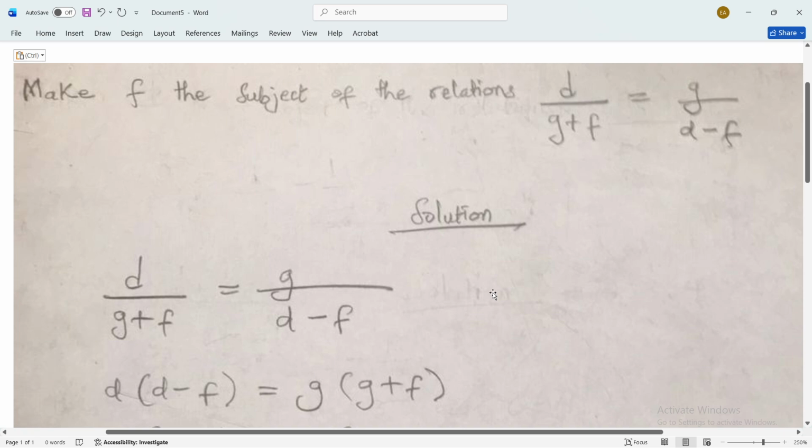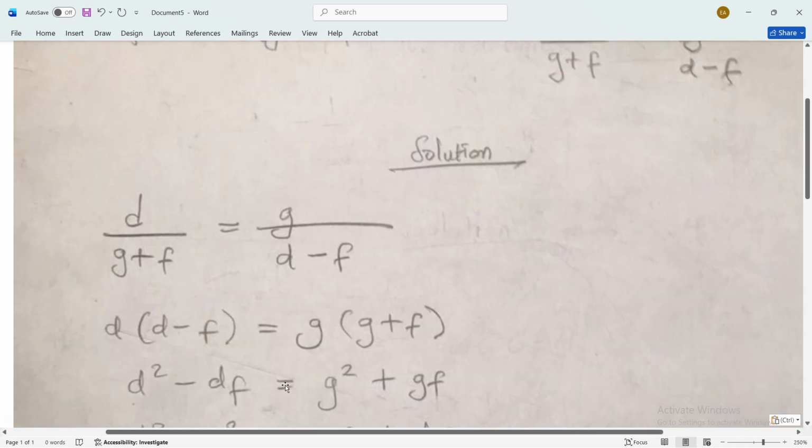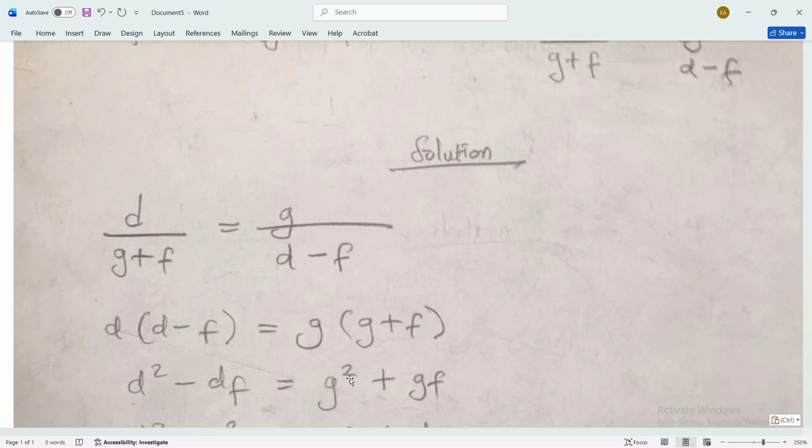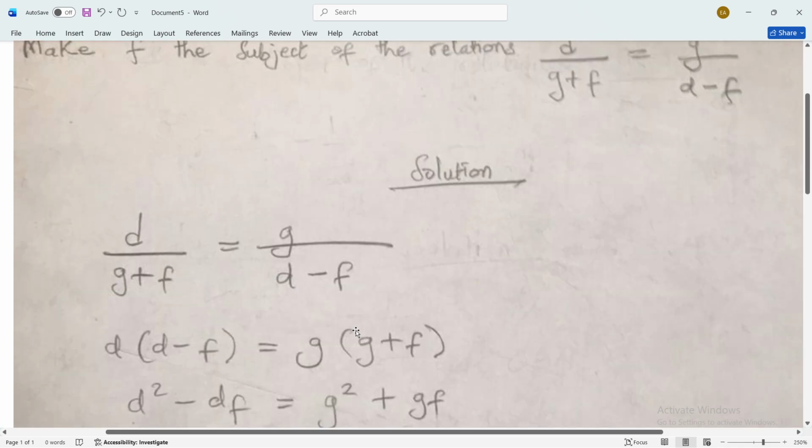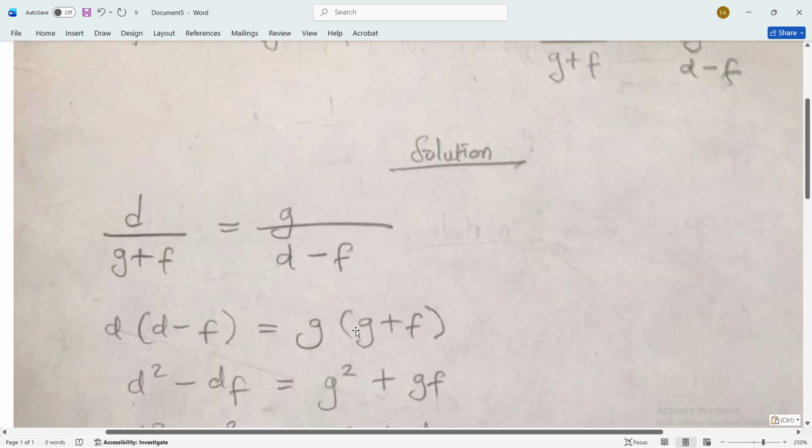Afterwards we expand. So d multiplying d will give us d square, d multiplying f will give us df. J multiplying j will give us j square, j multiplying positive f will give us positive jf, right? So we are going to have d square minus df equals j square plus jf. And we have to make f the subject of the relations.